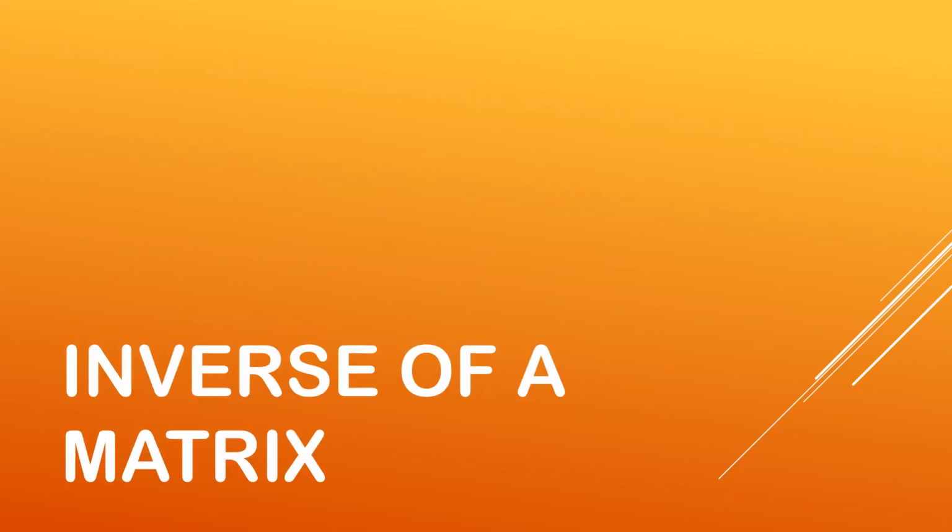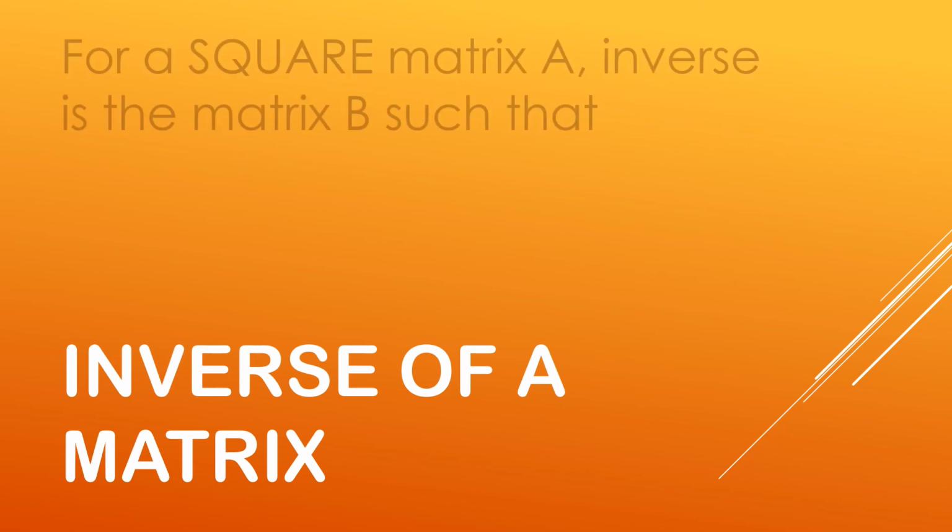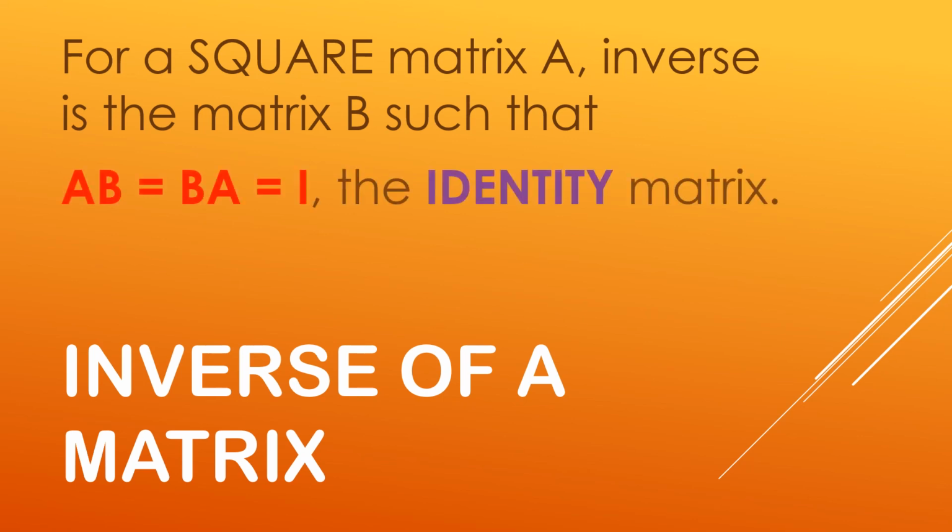Now, what is the inverse of a matrix? The inverse of a square matrix A is the matrix B such that A into B equals B into A equals I, where I denotes the identity matrix. The identity matrix is a square matrix and it is a diagonal matrix. Diagonal matrix means only the diagonal elements are non-zero. For an identity matrix, the diagonal elements are 1 and all the other elements are zeros.